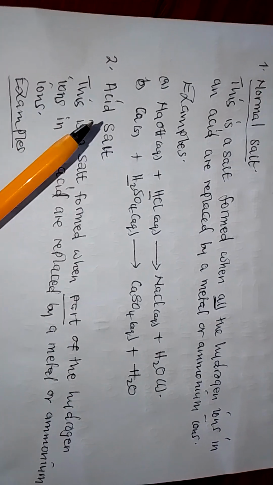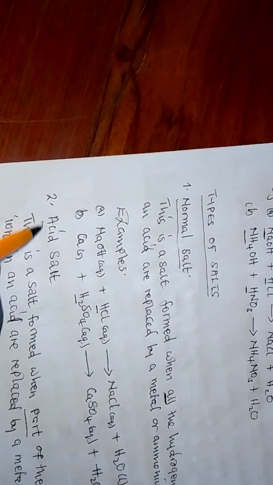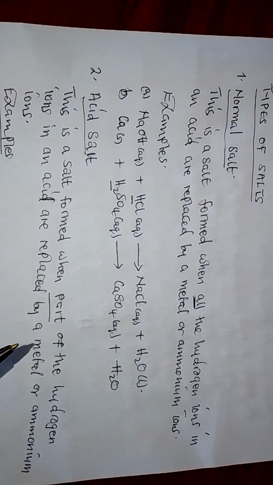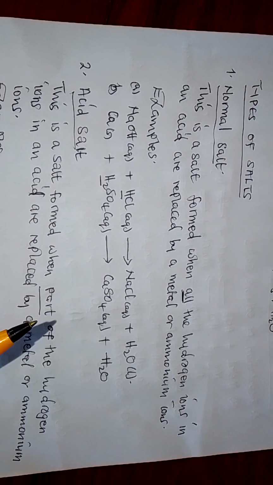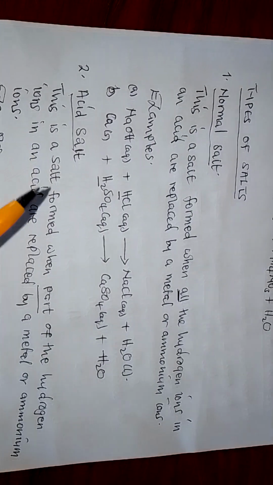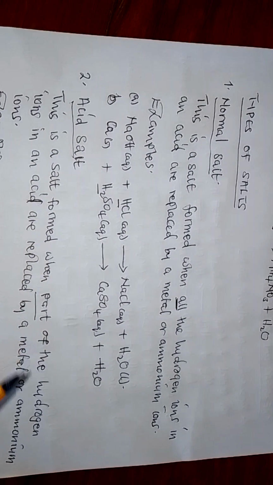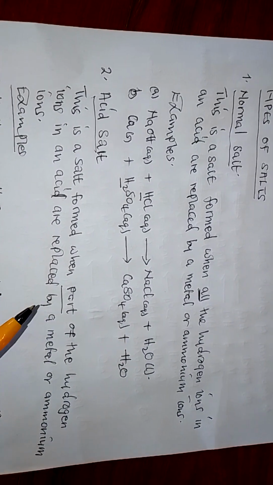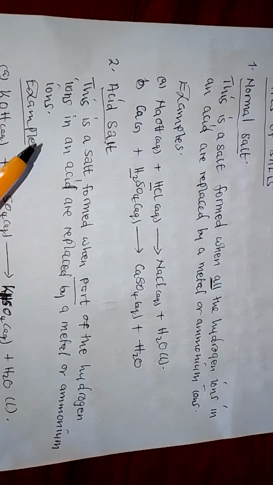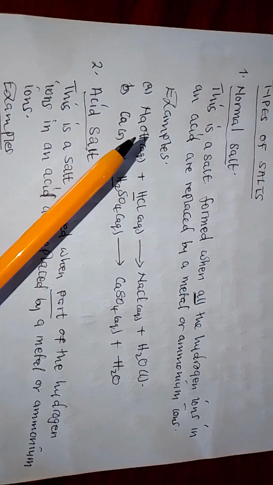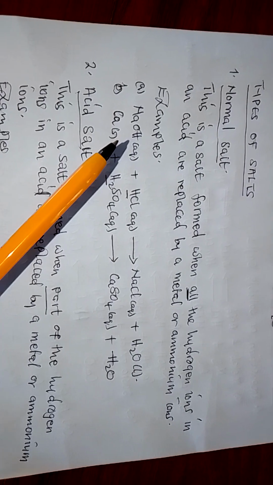When we talk of another type of salts, which is acid salt, again you find that this is a salt formed when part of, instead of all, there is part of. Have you seen that? This is a salt formed when part of the hydrogen ions in an acid are replaced by a metal or ammonium ions. Examples are here, where it says all hydrogen. Look at where it says all hydrogen.